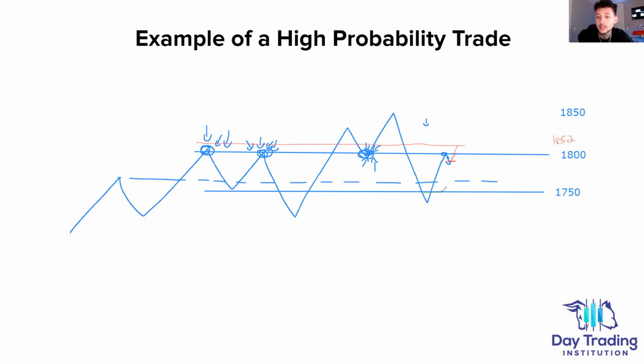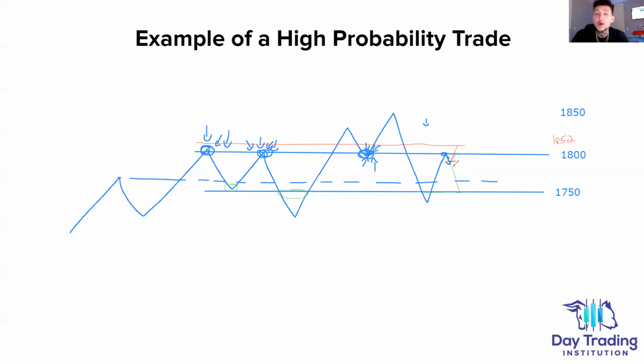Now you have to ask yourself, okay, where am I going to get out to take profit? And that's going to be 1750. Why? Because every time price came down near 1750, it had some consolidation or it decided to reject and move in the opposite direction. So that's where you want to get out and take your profits when you're right. I can incorporate risk management and risk reward, but I just want you to take an example of what a high probability trade looks like.